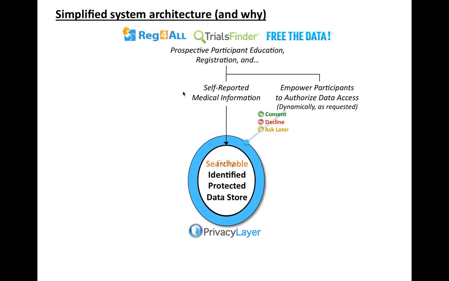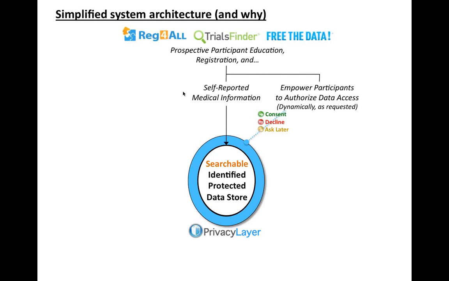Around that data store location, we wrap a technology called privacy layer, which is used to empower participants to authorize specifically who has access to their information. And this is not just an on-off control, a share or not share control. It actually is dynamic. It can be changed on the fly as the participant gets more information about who wants their data and for what purpose. And that's what I'm going to demonstrate when we get into the actual demo.